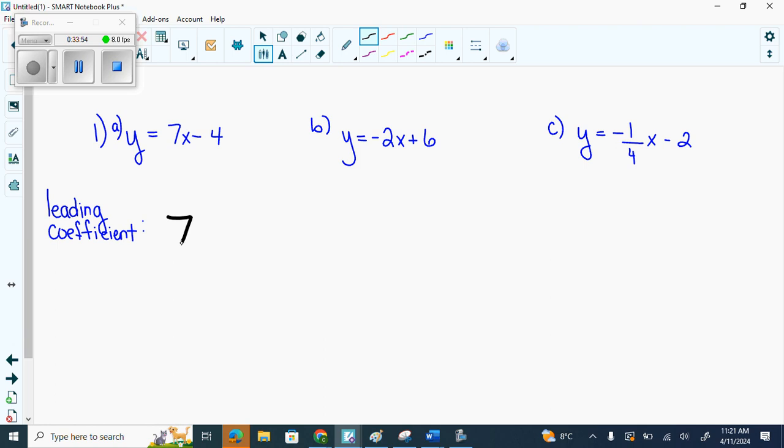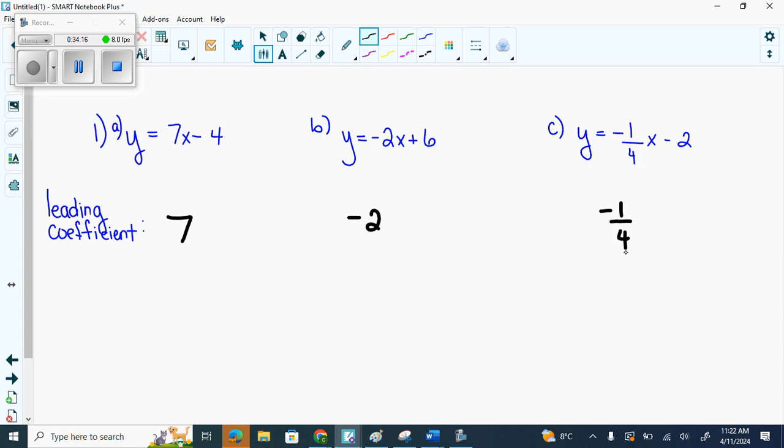What's the leading coefficient of B? Negative 2. What about C? Negative 1 over 4. Those are your slopes, which could help you draw it. But really, we only care about the sign if we're talking about other things, correct? So the leading coefficient is 7, negative 2, negative 1/4. Not positive, negative, negative. I didn't ask you for the sign, I asked you for what it was.